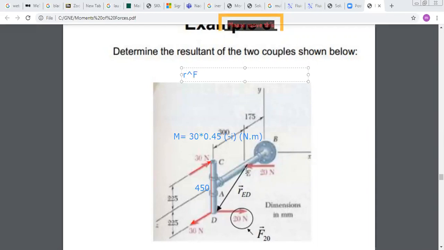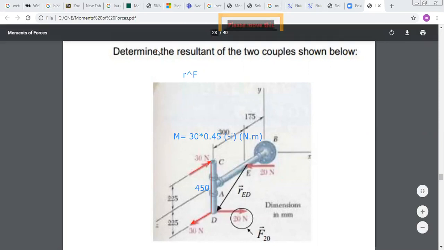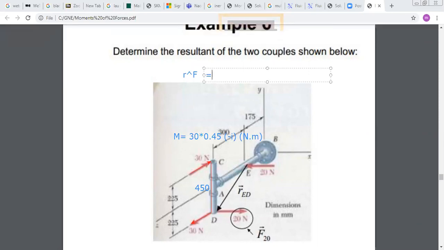And when I have a couple, I will take R from one force to the other. So here, for example, I can take ED vectorial this force of 20 Newton. So when I go from E to D, I will do vectorial plus 20I. If I go from D to E, I do vectorial minus 20I. So when I do R vectorial F, it's equal to ED vectorial my force.